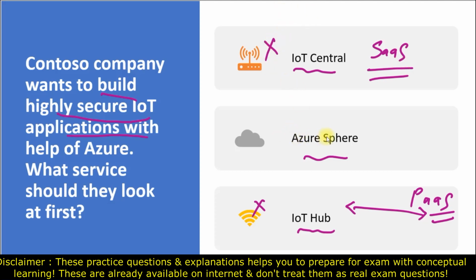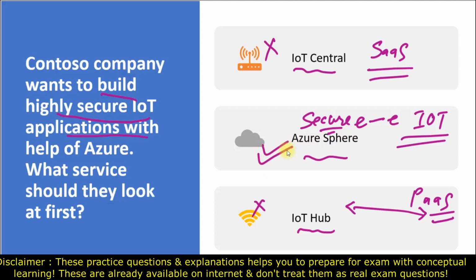If we talk about Azure Sphere, it delivers components for building a secure end-to-end IoT solution. So an E2E IoT solution that is also secure. This is what they are looking for in this question, so we will go with Azure Sphere. Let's talk about the next question now.